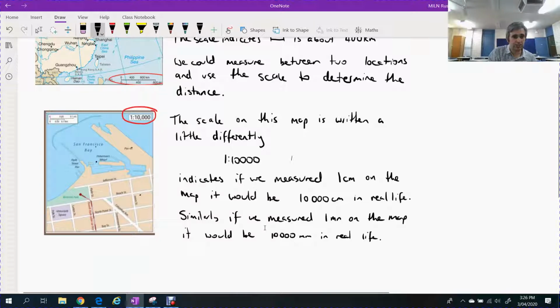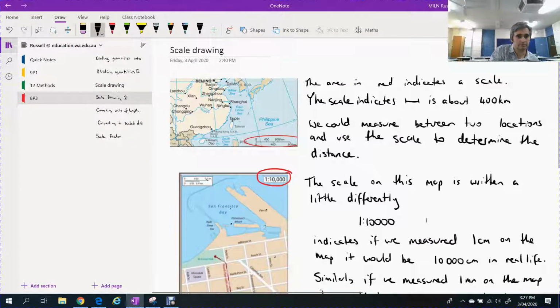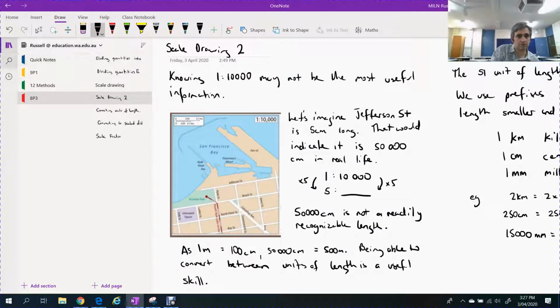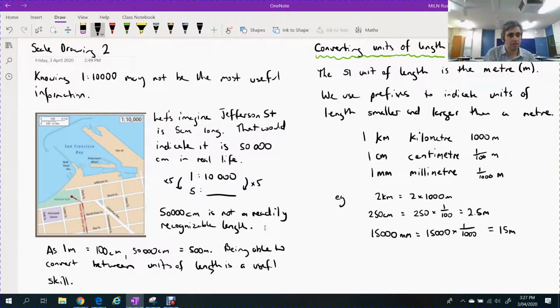So this indicates that one something on the map is equal to 10,000 somethings in real life. So imagine if we measured 1 centimeter, say from here to here, it would be 10,000 centimeters in real life. Similarly, if we measured 1 millimeter on here, it would be 10,000 millimeters in real life. But those numbers to us don't typically mean much because we don't really think in 10,000 centimeters or 10,000 millimeters. So we need to be able to convert them to measurements that we are used to. So let's have a look.